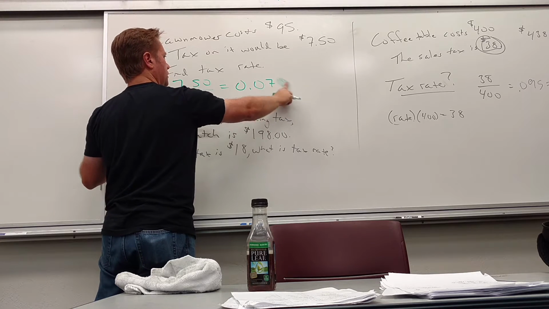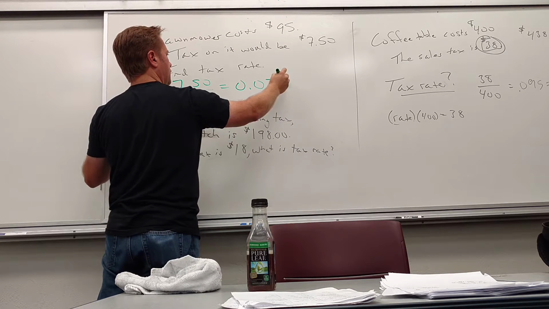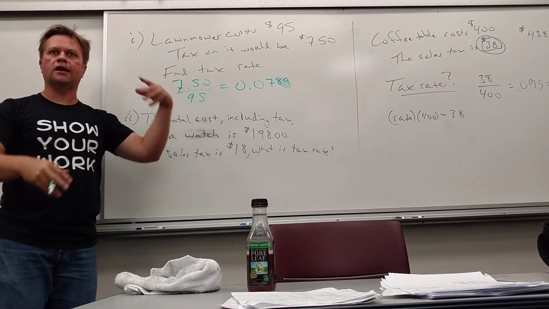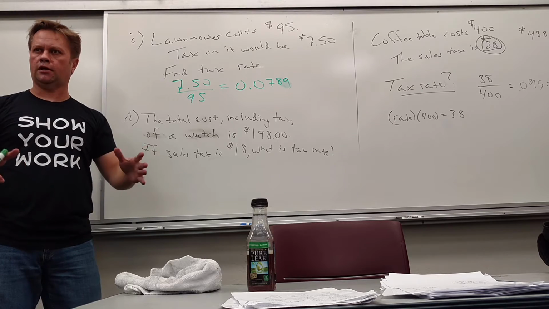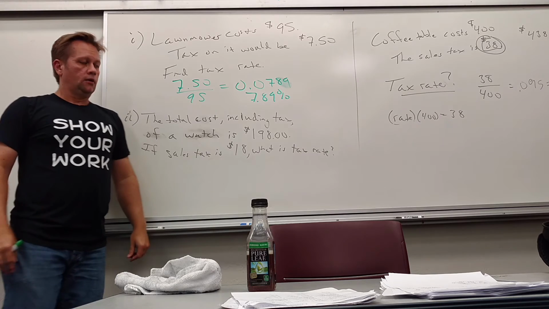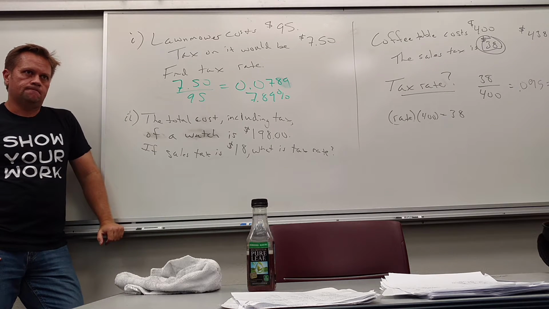0.0789. Something like that? Okay. So about 7.89%. All right, I like it. Sounds about right. Sounds like a reasonable tax rate. This bottom one's not very good.